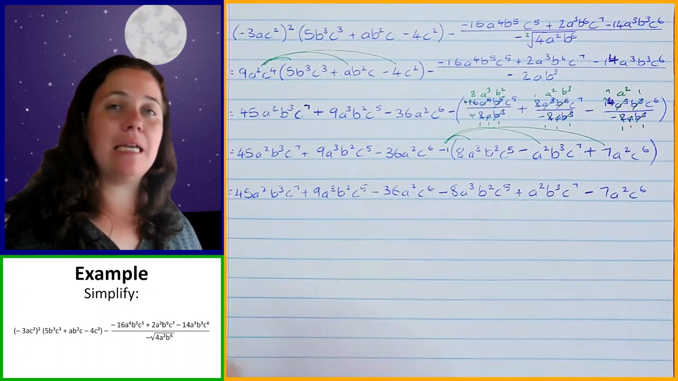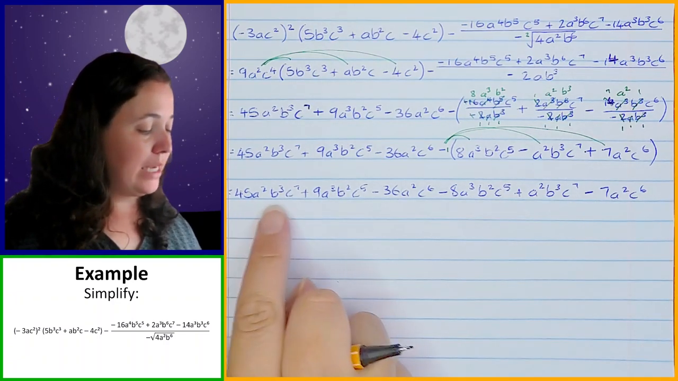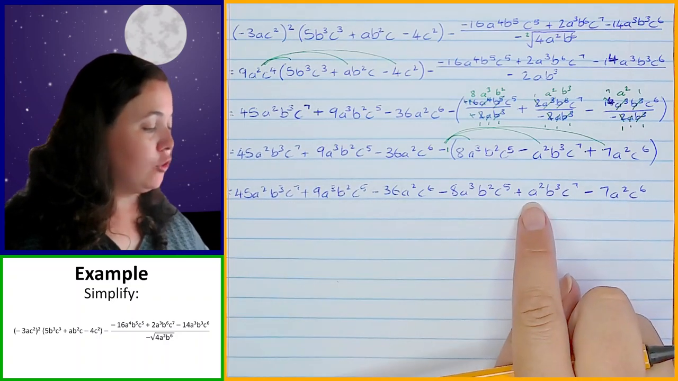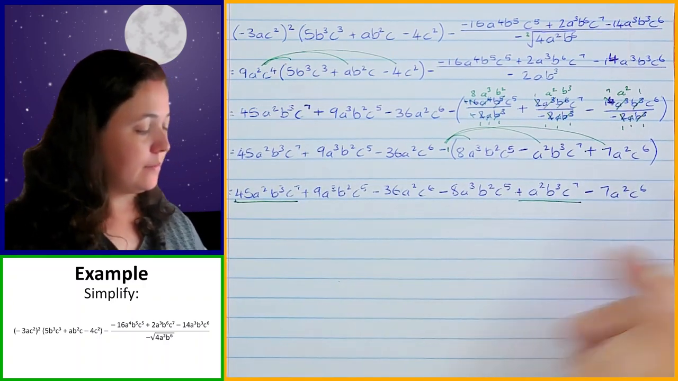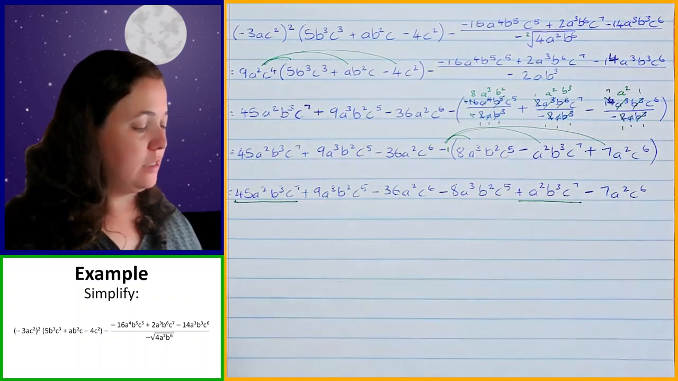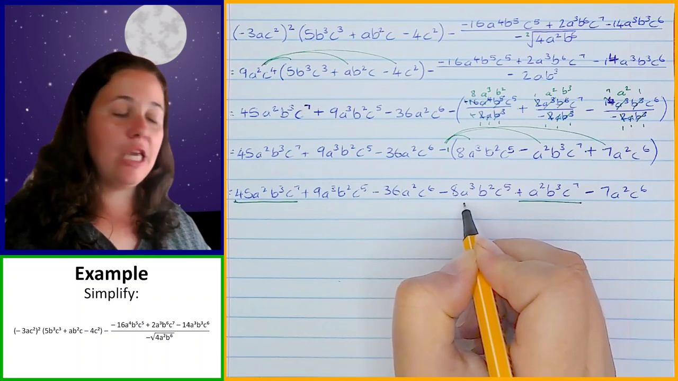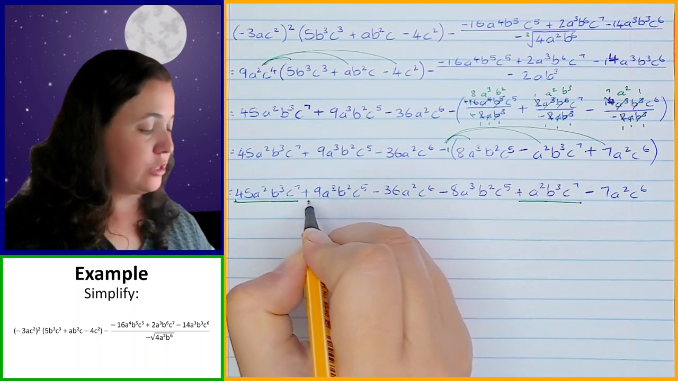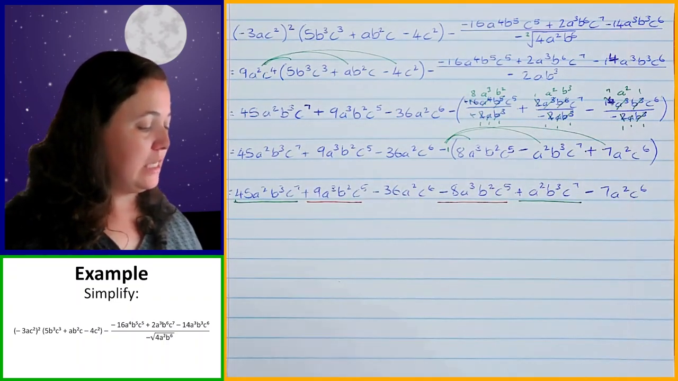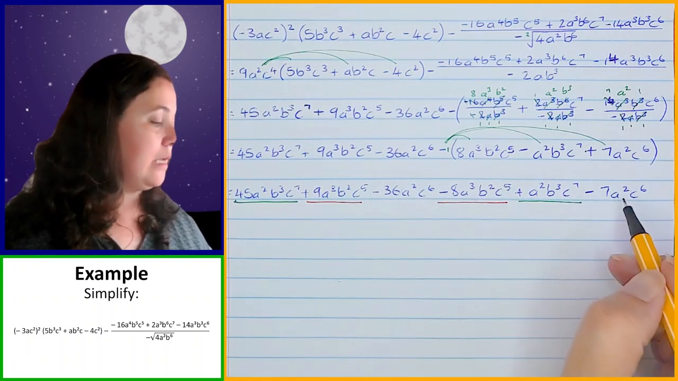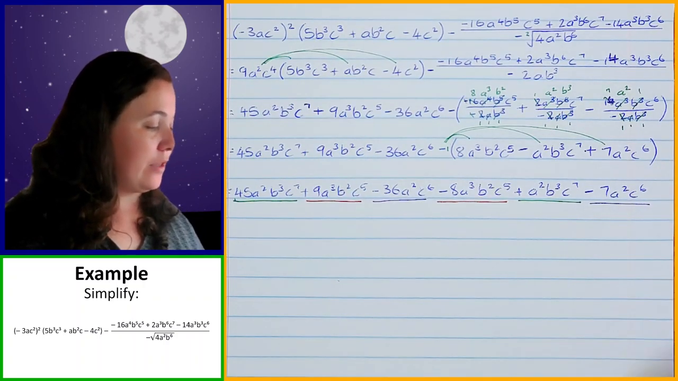Now that I've got that, I can now go and look and see if there are any like terms that I can simplify. So I've got over here a squared b cubed c to the power of 7. Over here I also have a squared b cubed c to the power of 7. So those are like terms. Over here I have got a cubed b squared c to the power of 5. And over there I also have a cubed b squared c to the power of 5. So those are like terms. And then over here, I have got a squared c to the power of 6 and a squared c to the power of 6. So those are like terms as well. Okay, so now I can go and simplify those.